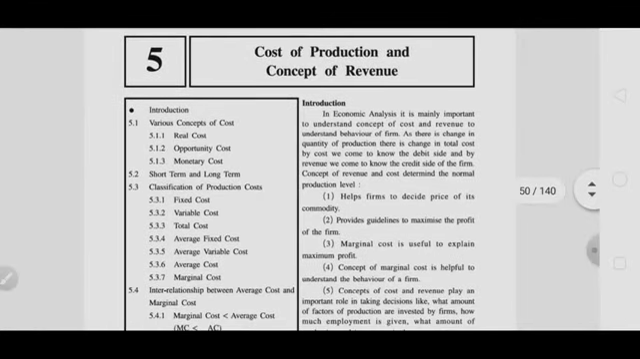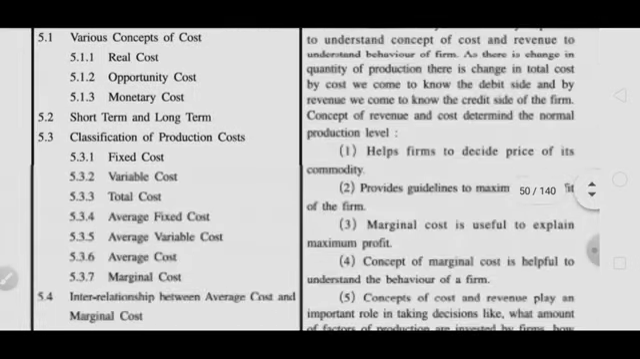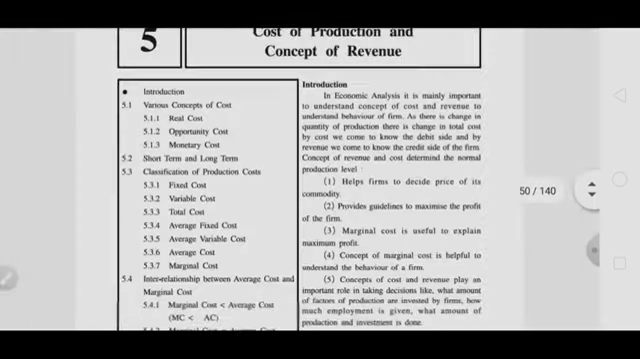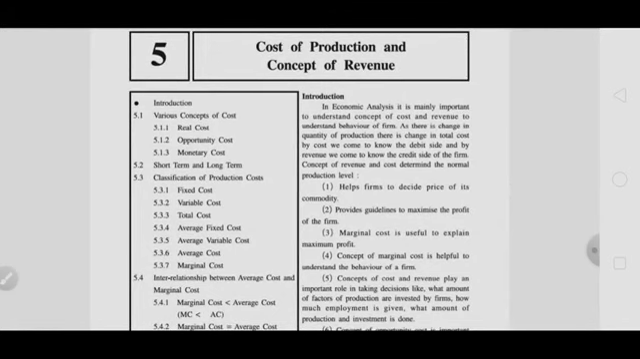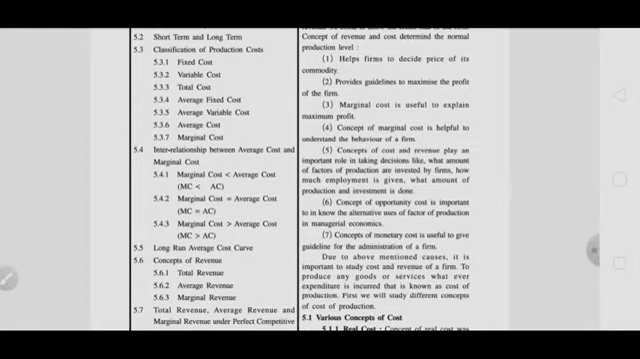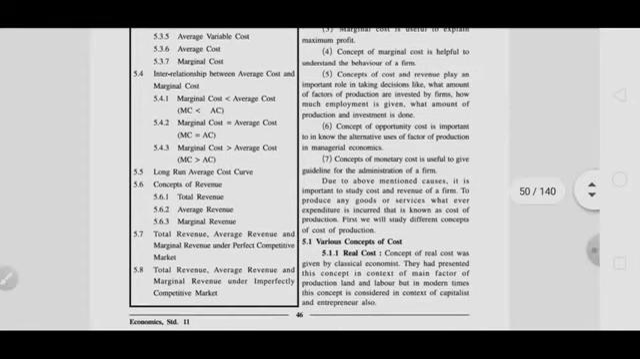Then in cost of production and concept of revenue, we will have 2 parts in this chapter. First of all, in cost of production, we are going to discuss various concepts of cost, that is real cost, opportunity cost and monetary cost. Moving forward, costs are divided into 2 parts, that is short term cost and long term cost. Short-term cost is again divided into two parts, fixed cost and variable cost, while in the long term all the costs are variable. Then we will have some more classification, then the interrelationship between average cost and marginal cost, and long run cost curves.